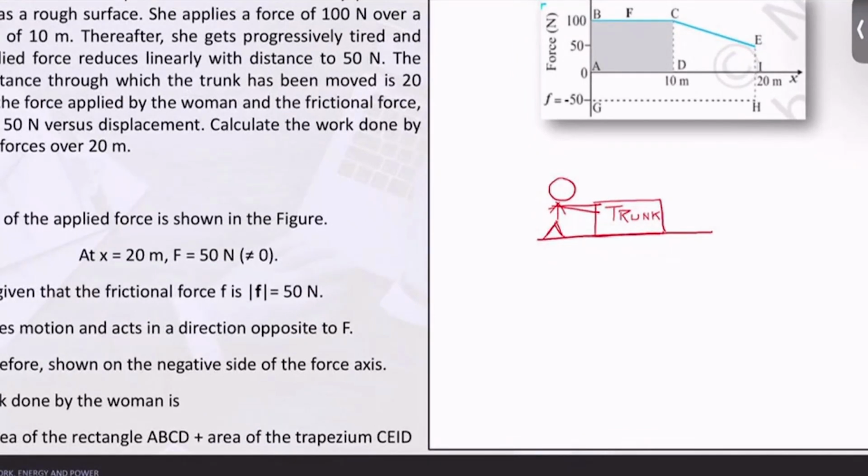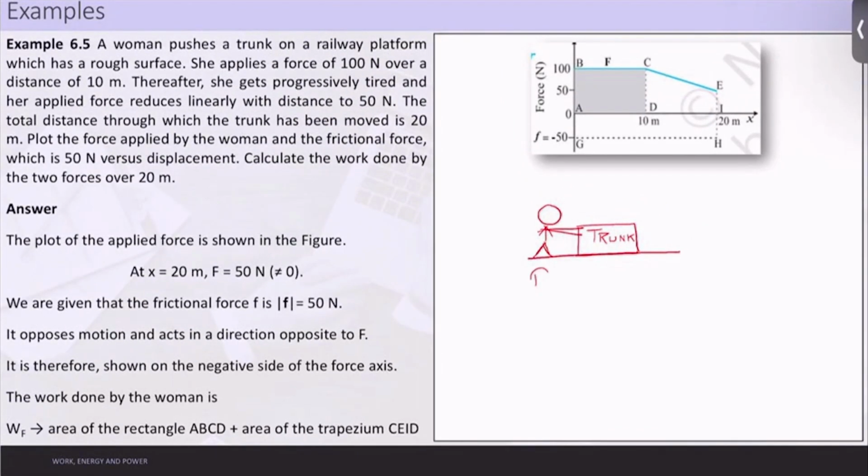So what was the force initially? The force initially was 100 newtons. And what was the displacement being made? The displacement made was 10 meters. Thereafter, she gets progressively tired and her applied force reduces linearly with distance to 50 newtons. The total distance the trunk has been moved is 20 meters.